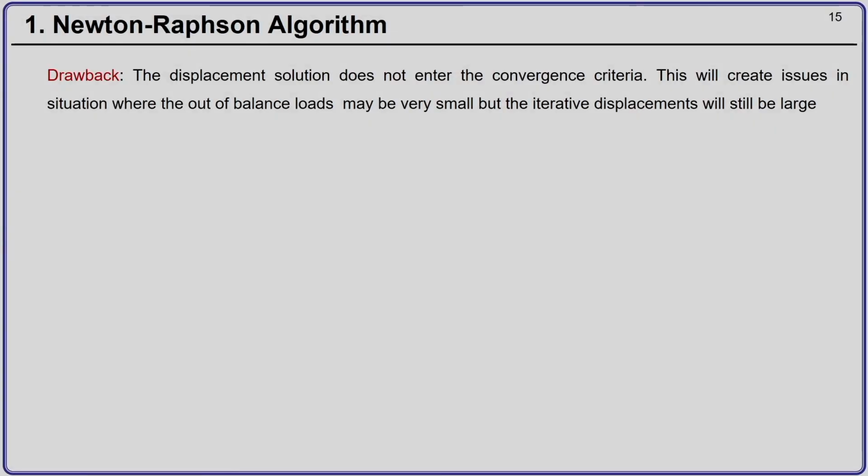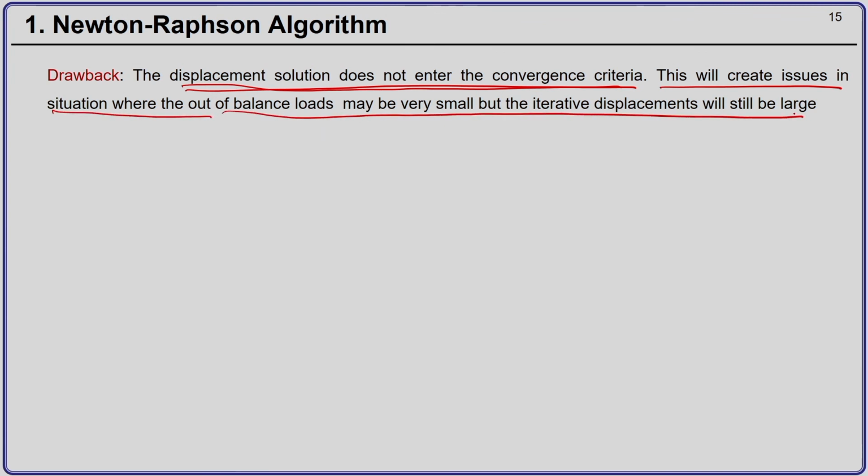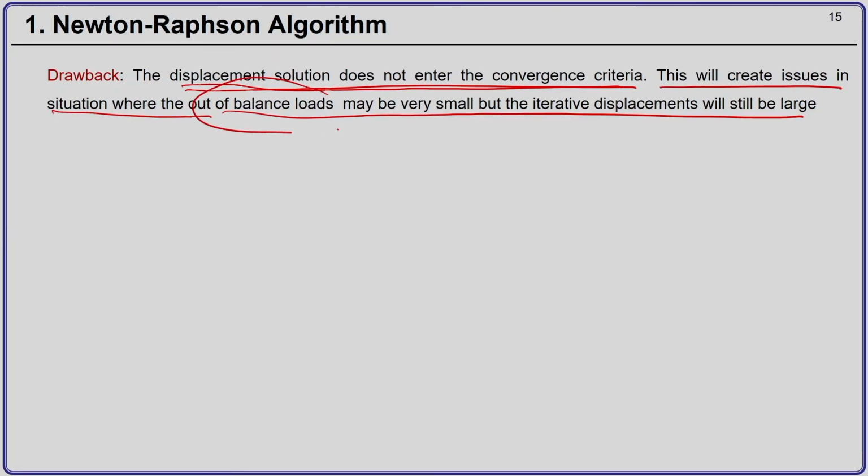Again, the problem here is that the displacement solution does not enter the convergence criteria, and this will create issues in situations where the out of balance loads are very small, but the iterative displacements may be very large. If the iterative displacements are very large, this would mean that we have not yet achieved convergence, but because our out of balance loads are very small, if you use this criteria, we will say that our Newton-Raphson step has converged. Okay. So, again we will have a solution which is far away from the converged solution, or the actual solution.